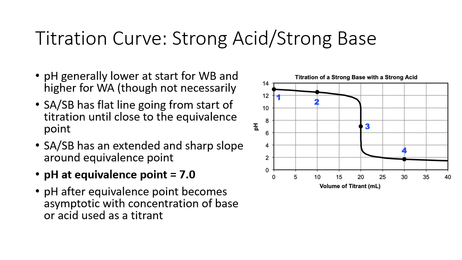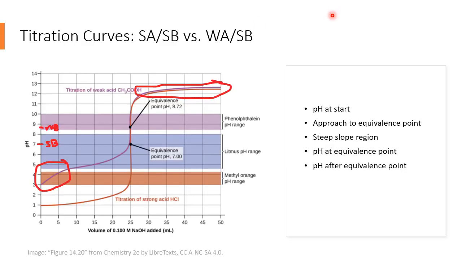Okay, so now we have an idea of what to look for. Let's compare the two head to head. Let's do a direct comparison between strong acid, strong base and weak acid, strong base. At the start of the titration, strong acid, strong base gives a nice straight and flat line. Generally speaking, the pH of the weak acid will be higher than the strong acid.